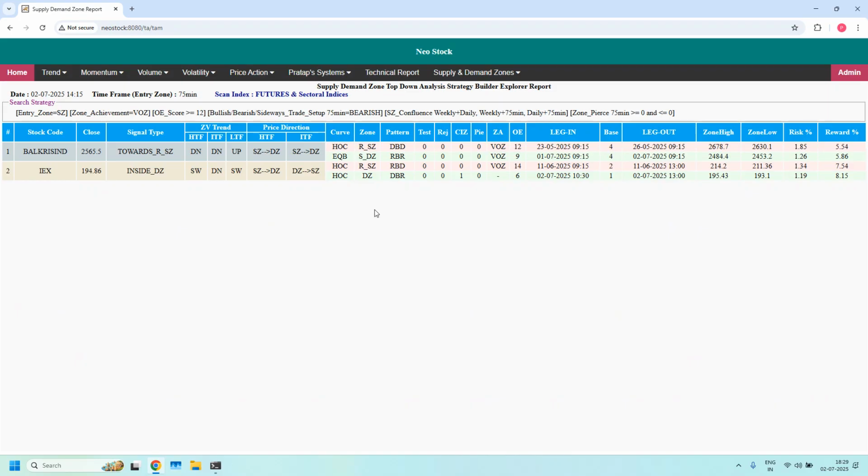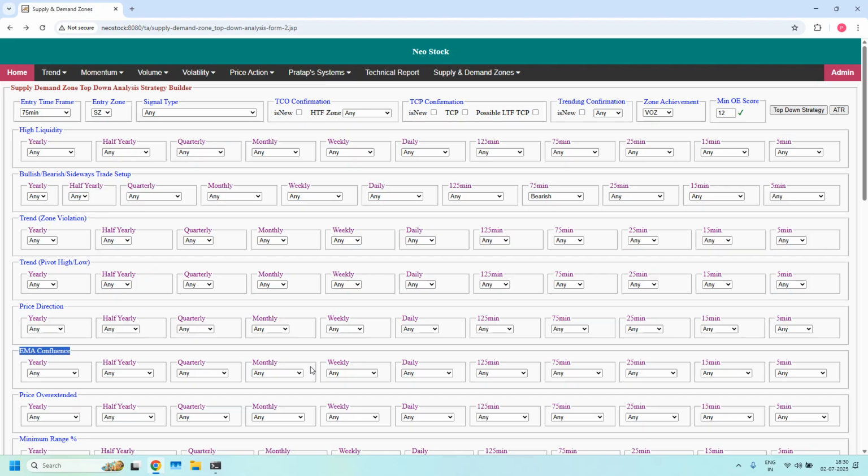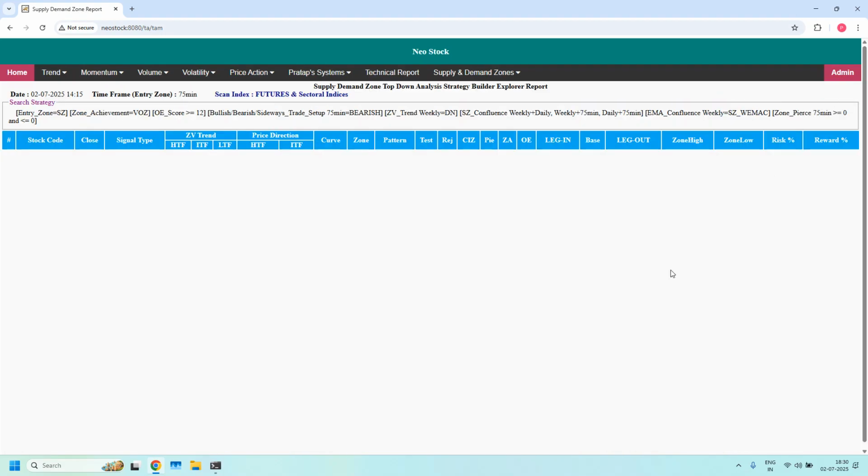So in these 2 stocks, these daily supply zones are overlapped, not daily, these 75 minute supply zones are overlapped with daily. Both together again overlapped with weekly supply zone. But weekly trend is down in only 1 stock. Let's verify if this weekly supply zone has a weekly EMA. And also the trend on the weekly should not be sideways. It should be only downtrend because it is a bearish trade setup. So none of the stocks are having weekly EMA. Fine. So this is the bearish trade setup for a weekly income trade.